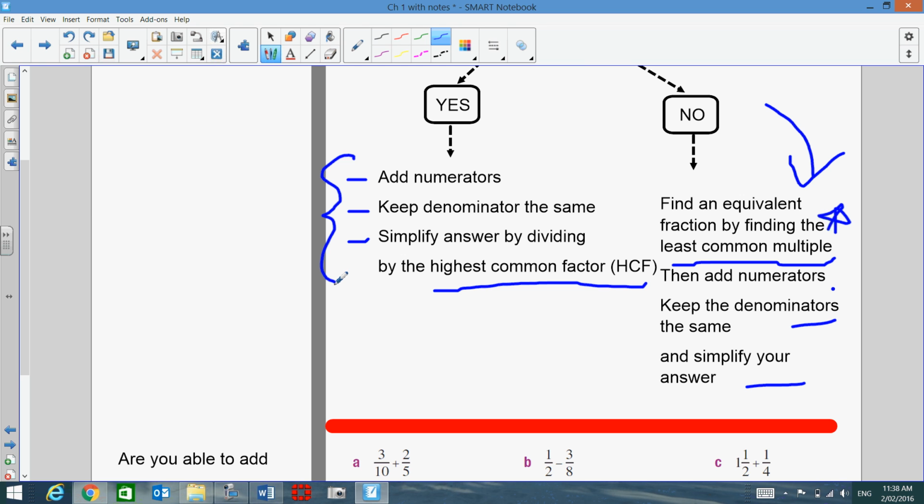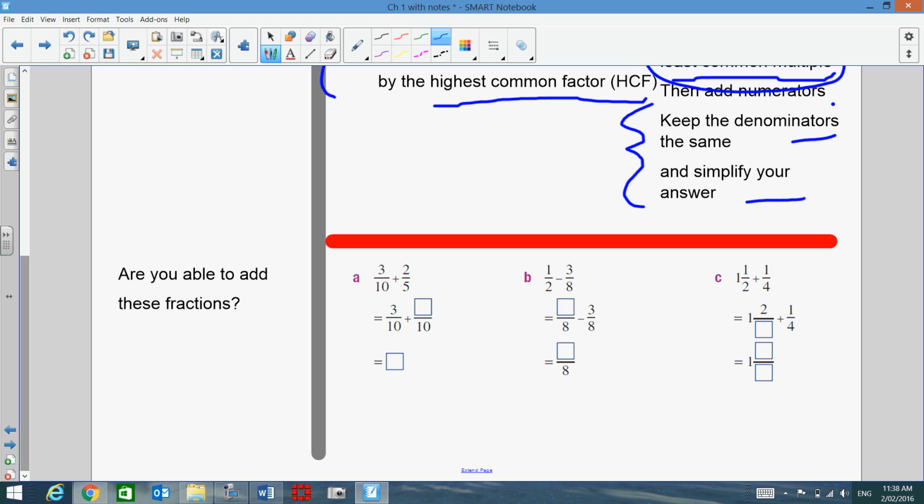So those steps are the same. These three are the same as these three. The only difference is this first part. Are your actual denominators the same? If not, you have to find an equivalent fraction. So let's look at a few examples.